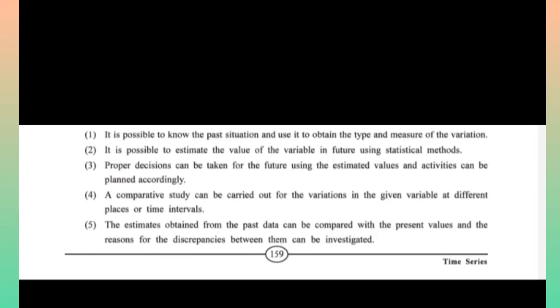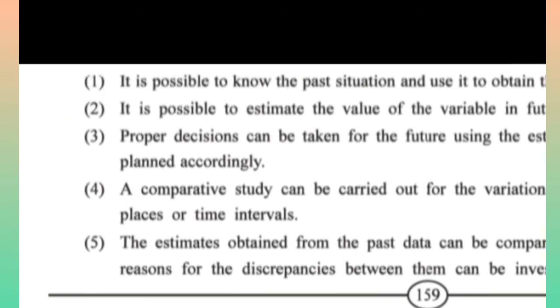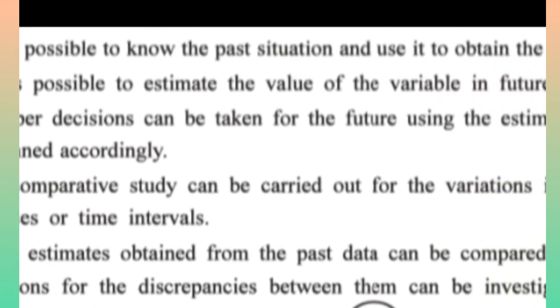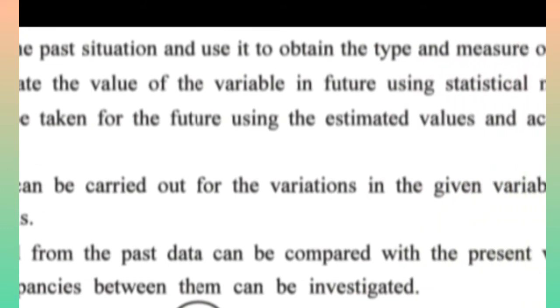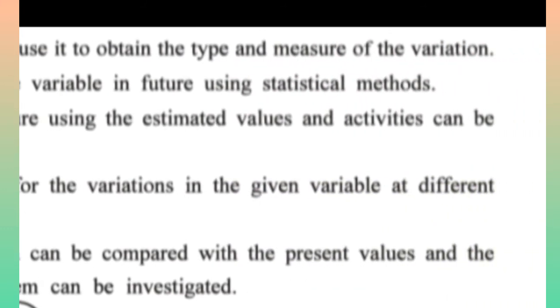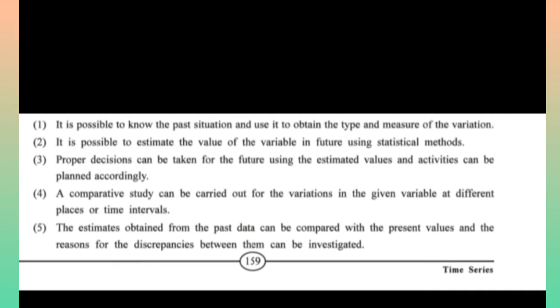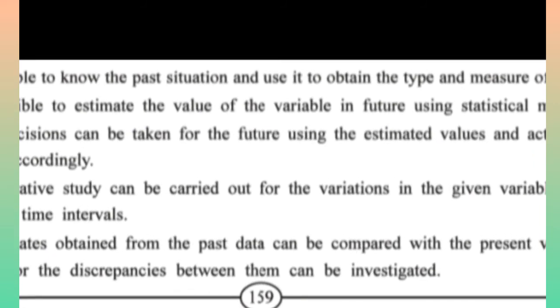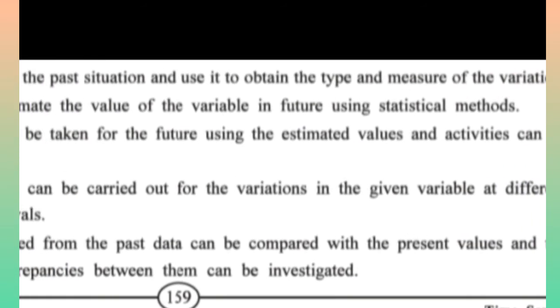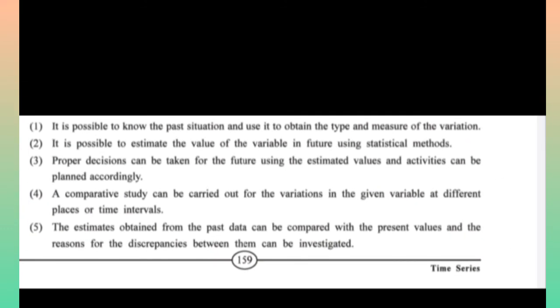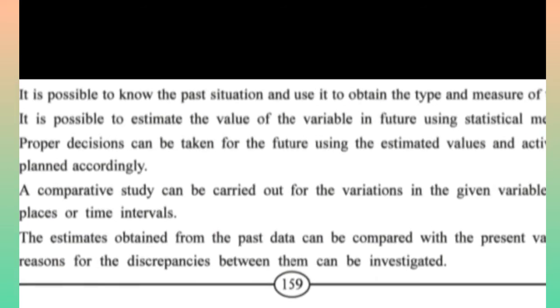Here, children, we would see the different uses of time series. The first one is that it is possible to know the past situation and use it to obtain the type of measure of the variation. So you can come across how the past situation was with the help of the time series by seeing the records with the change in time. And you can also measure what kind of variation takes place as we study the whole data with the change in time. So that is the first use of your time series.